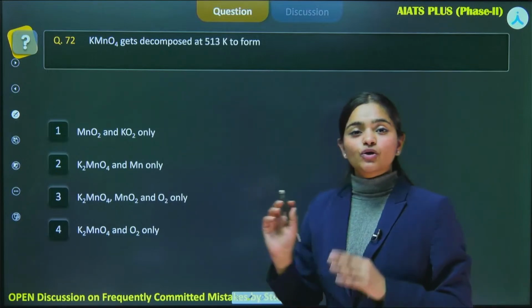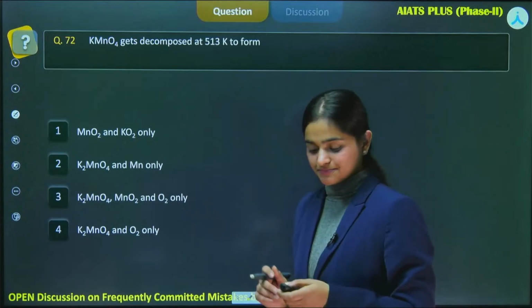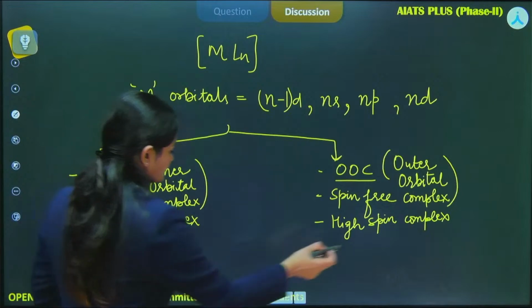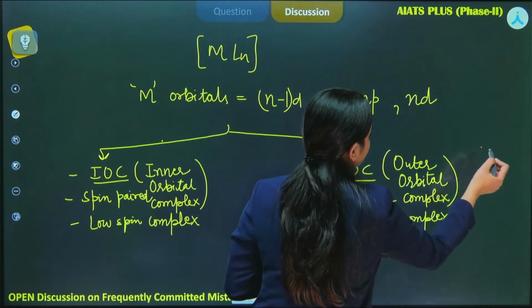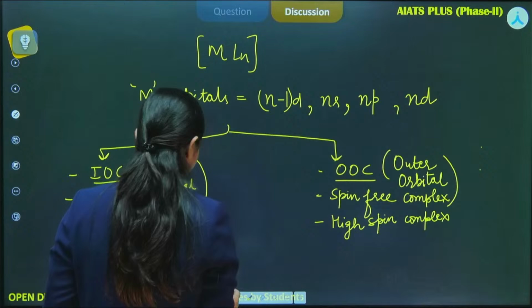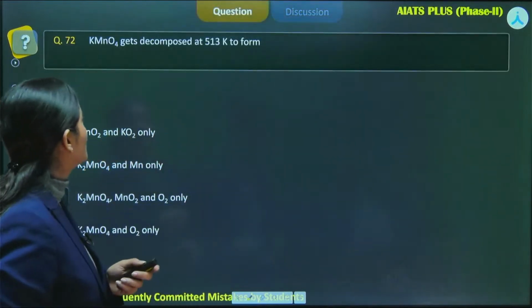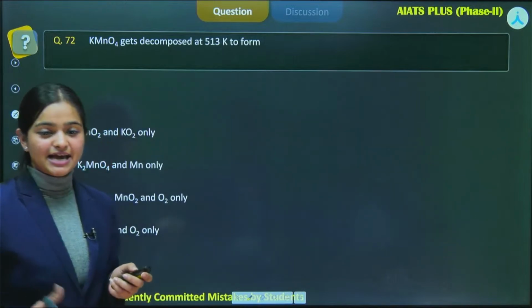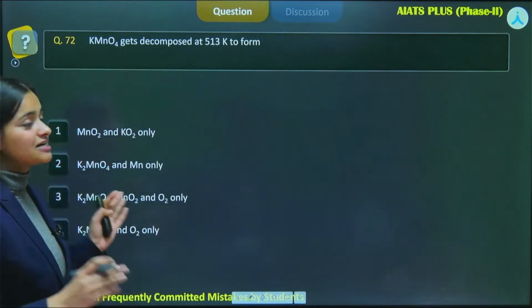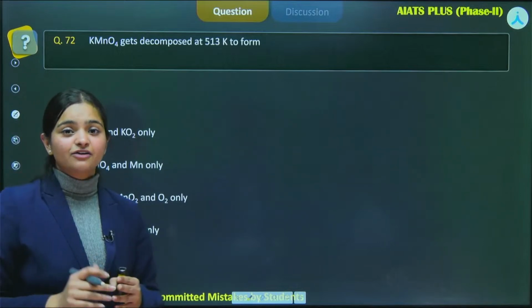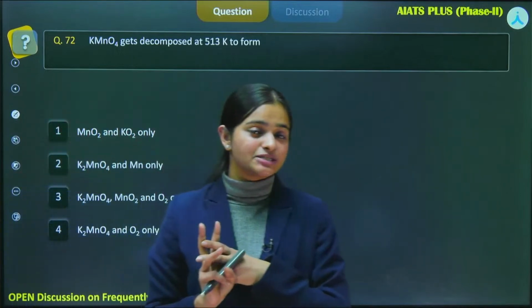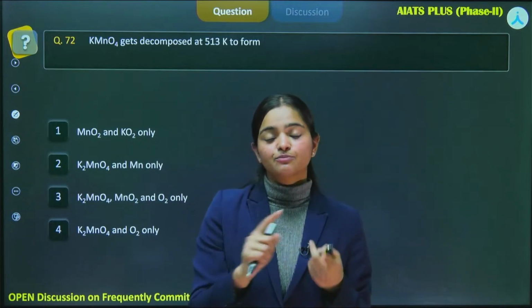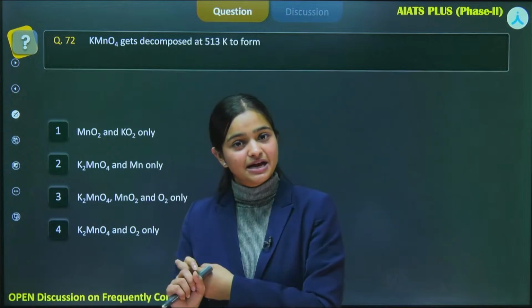So for KMnO4, we know that KMnO4 is a dark purple crystal. Yes, keep answering in the comment section. It is a dark purple crystal, right? We basically studied 2 important compounds in the d and f block: potassium permanganate and potassium manganate.